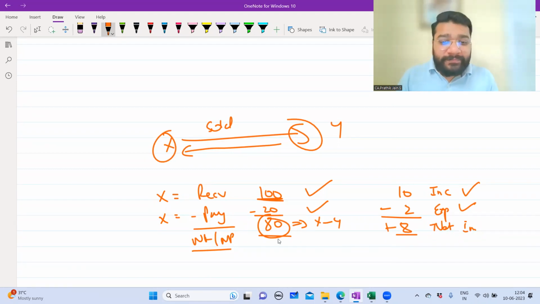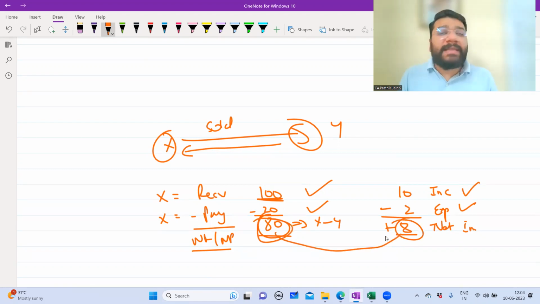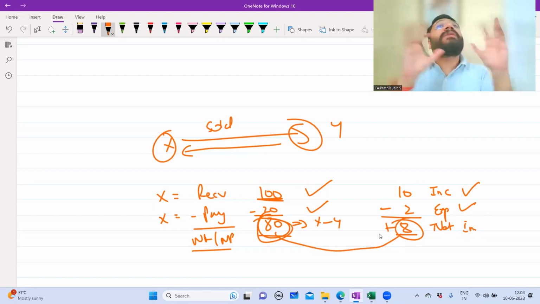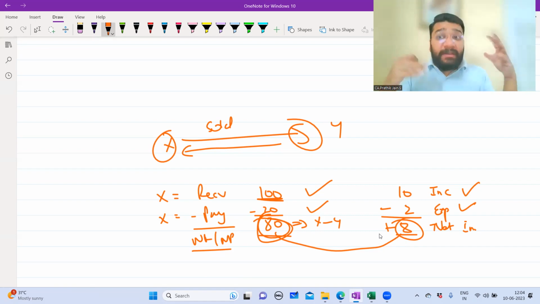Total 88. 80 is the principal amount. 8 is the interest amount. Calculating everything individually is a very time consuming job. And sometimes when the transactions are numerous, people get confused about which money we have to collect from whom, for what transaction. Everything will collapse.